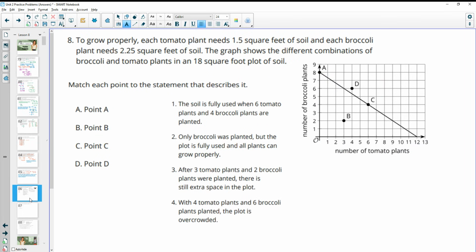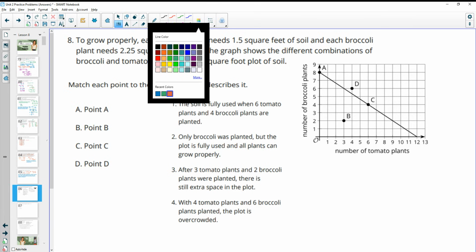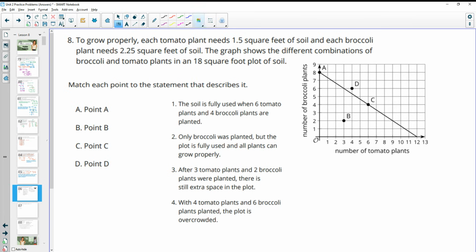Number 8, to grow properly, each tomato plant needs 1.5 square feet of soil, and each broccoli plant needs 2.25 square feet of soil. The graph shows the different combinations of broccoli and tomato plants in 18 square foot plot of soil. Match each point to the statement that describes it. So we can see here on our vertical axis that we're talking about the broccoli. And on our horizontal axis, we're talking about the tomato plant.